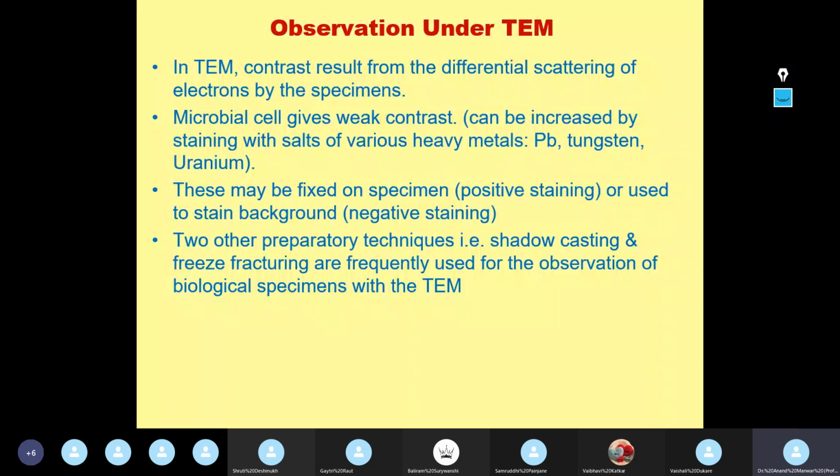As I stated earlier, live cells cannot be observed, but if you are using microbial cells, normally microbial cells are colorless.